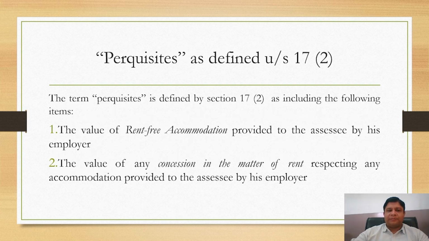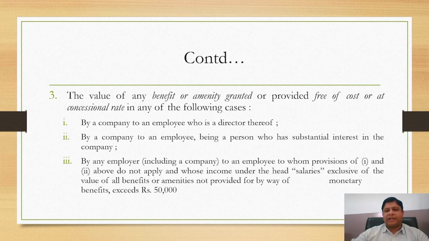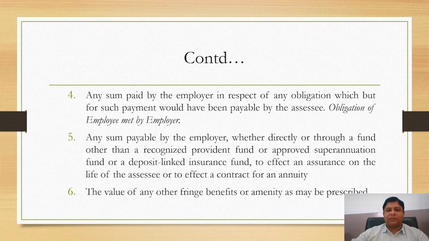Moving ahead, the term perquisite is defined as the value of rent-free accommodation. Second, the value of any concession. Third, benefit or amenity granted or provided free of cost or at concessional rates. Fourth, any obligation of the employee met by the employer. Any sum payable by the employer through a fund other than a recognized provident fund or approved superannuation fund, to effect an assurance on the life of the assessee, or to effect a contract for an annuity. The value of any other fringe benefits or amenity as may be prescribed.